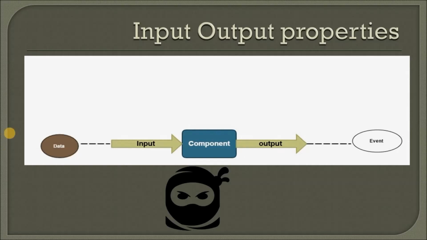Input properties are nothing but providing the input to the component, and an output property takes some kind of output and returns it back to the parent component, or an output property can emit some kind of event. Okay, so let's go and implement the input and output properties.